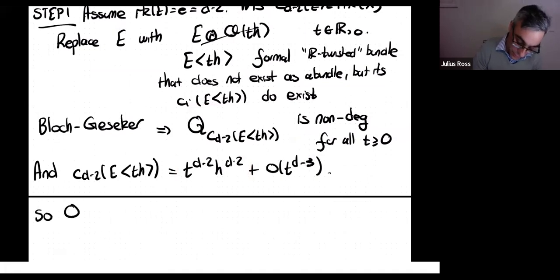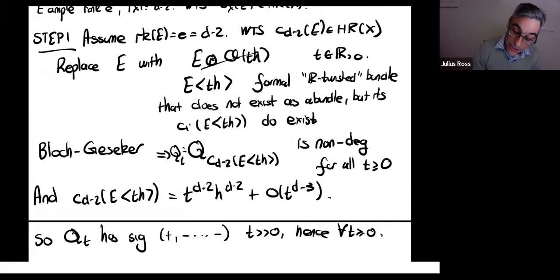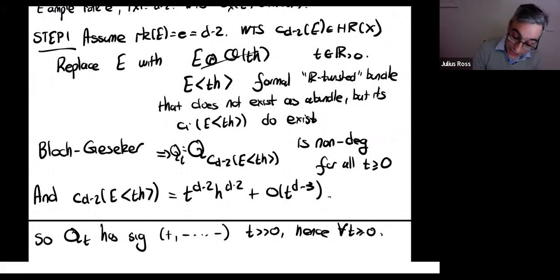So let's call this Q_t. Q_t has signature plus minus minus for t large, and hence for all t, particularly when t is 0, which is the thing I wanted. So this continuity argument and Bloch-Gieseker give me this statement. To be clear, I've used Bloch-Gieseker not just once, but for all positive t, an uncountable number of times. So I've used Hodge theory an uncountable number of times. That gives me this first step for that particular case.